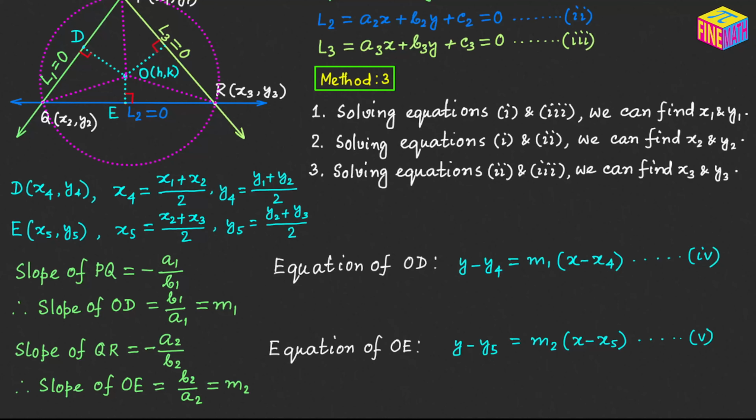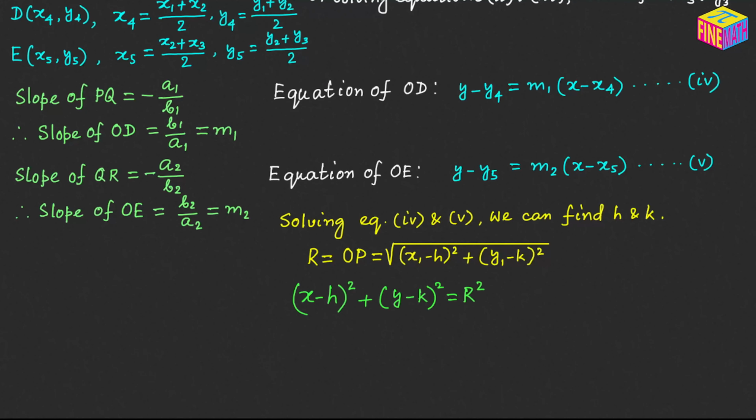Once we know the coordinates of the circumcenter, then rest of the steps are exactly same as method number 2. The circumradius would be like this, and now we know the values of h and k, and also we know the value of r. So the standard form of equation of the circumcircle would be like this: x minus h whole squared plus y minus k whole squared is equal to r squared.